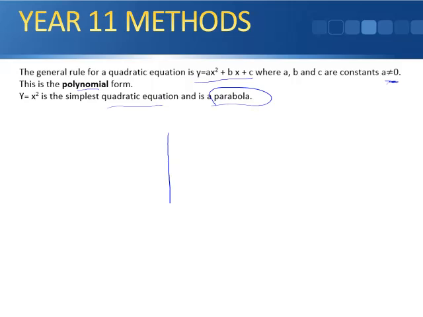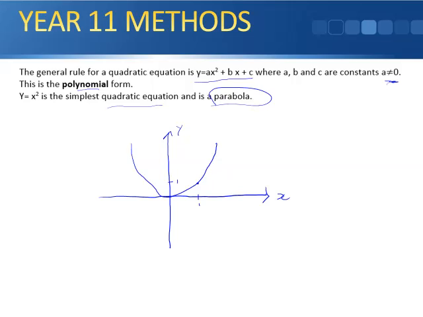Y equals x squared is the simplest quadratic equation that we can graph, and it is a parabola. Now we should all know how it looks, so I'll try and draw it as best I can over here. So I've got my axes, excuse the lines, I'm doing this freehand, and a parabola. Y equals x squared looks like that. X is 1, y is 1. Okay, that's the point right there.